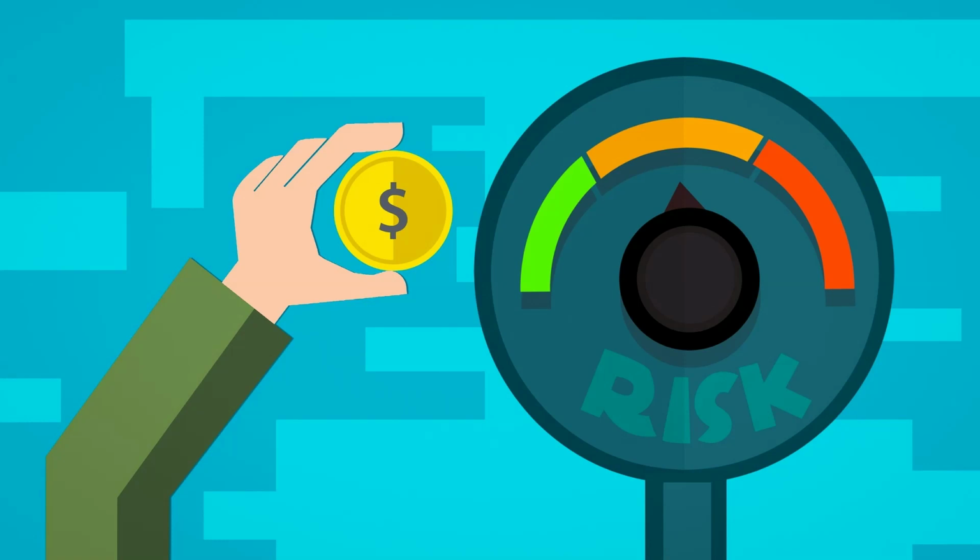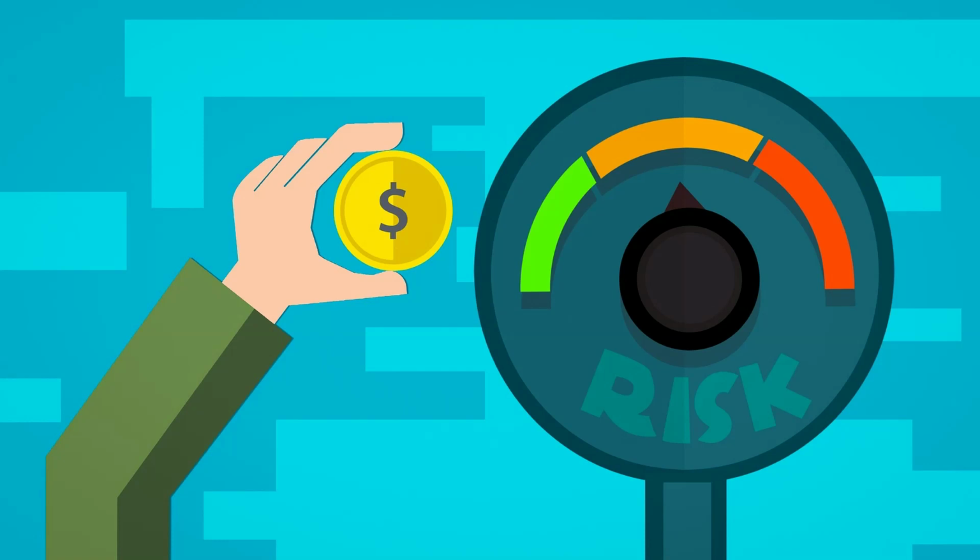Position sizing. Determine the size of each trade based on the amount of capital you're willing to risk on a single trade. The general rule of thumb is to risk only a small percentage of your total trading capital on any given trade, typically between 1% to 3%. This way, even a series of losing trades won't severely impact your overall capital.